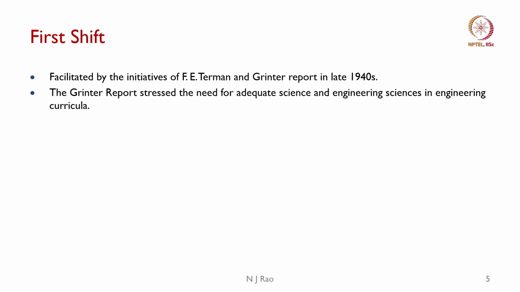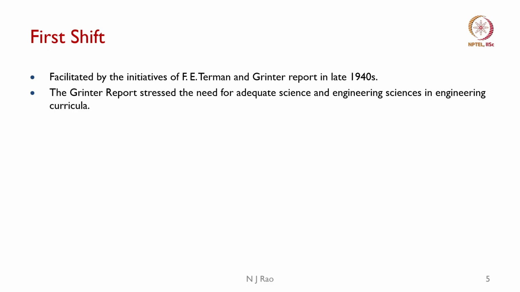First shift happened in late 1940s. It was facilitated by Frederick Terman of Stanford University and the Grinter report. What happened until then, engineering education was a little more like apprentice and practice-based education. Whereas the Grinter report stressed the need for adequate science and engineering sciences and engineering curricula. Even today, most of the universities around the world still believe in that.